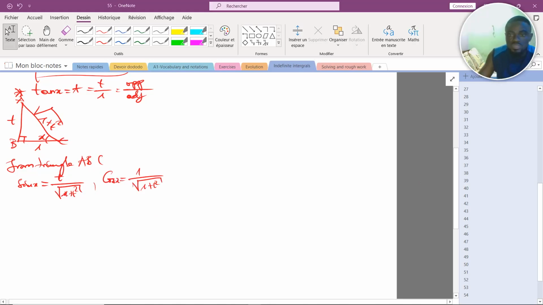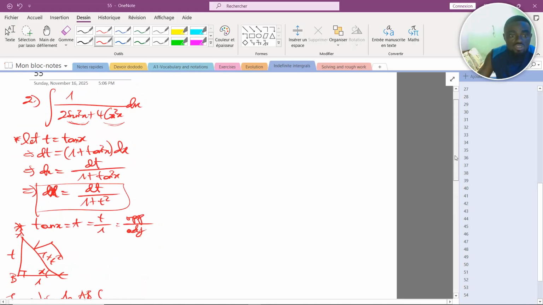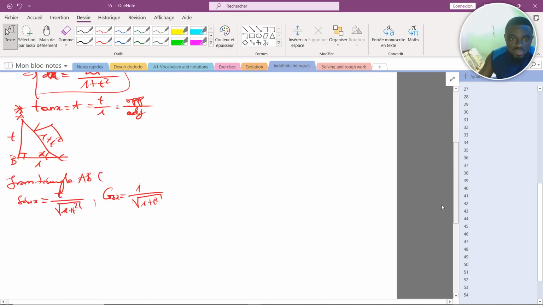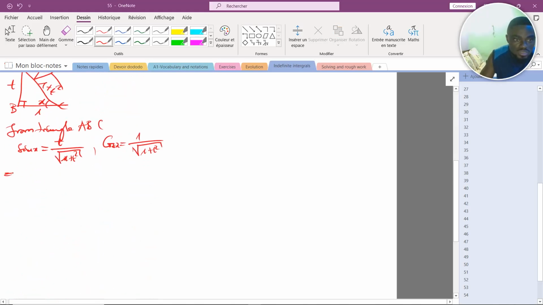Is that okay? From there, I will not substitute everything directly. I'll first calculate this bottom, simplify it well before coming to substitute, because if I substitute directly, I can easily make errors. Let me first simplify this. So we have 2 sine square x plus 4 cos square x.